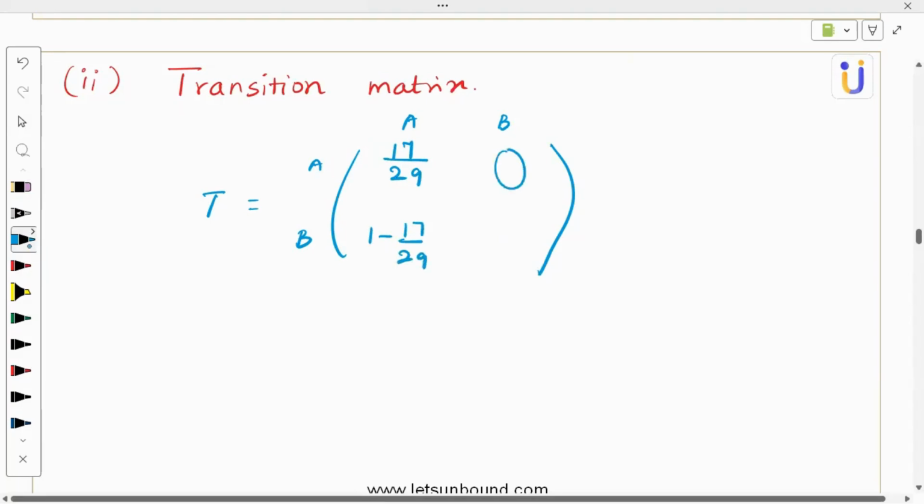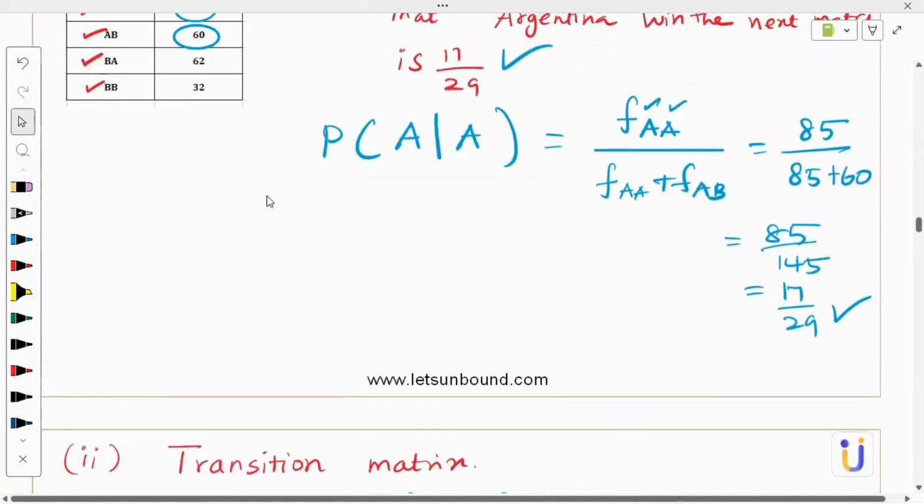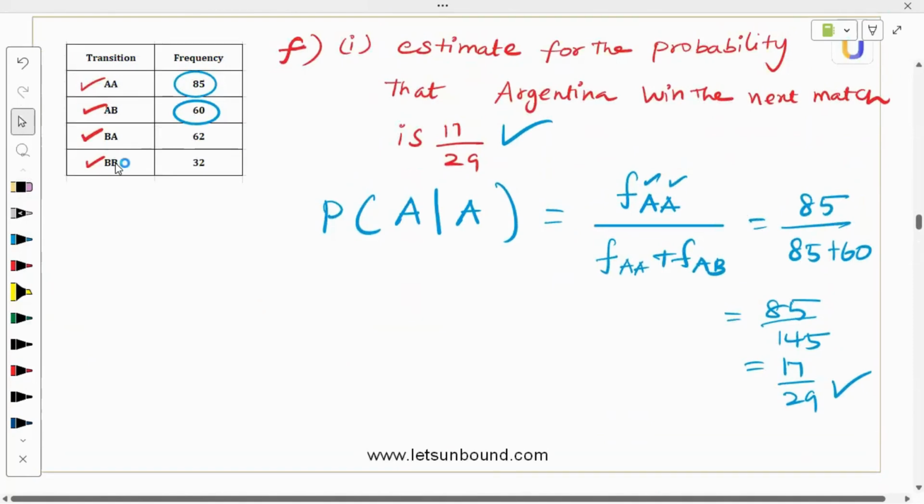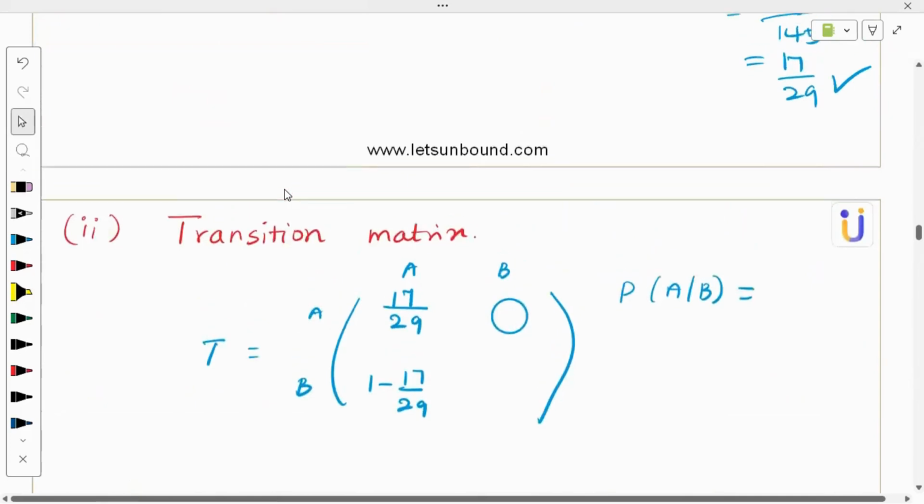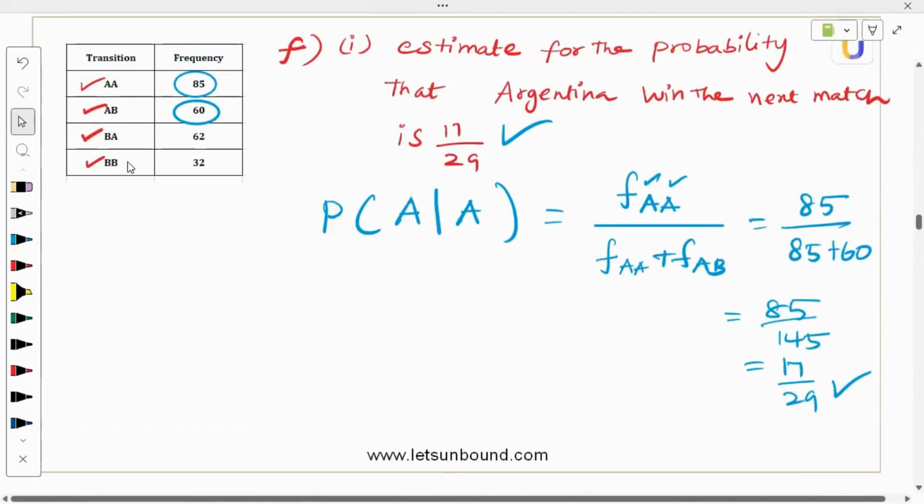So how to find this particular probability of AB? The probability of AB is nothing but I want Argentina to win given that Argentina did not win in any of the matches. So did not win means like 32 and 60, 62 and 32 in the first match, right? So here I will pick Argentina did not win in that. Okay, so 62 and 32. Here Argentina did not win.